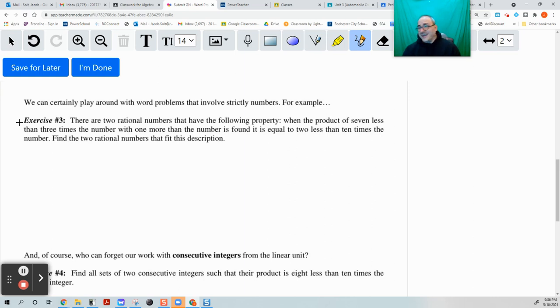Goodness gracious. Let me try to pick this apart. Well, what's a rational number? At least I know that I'm going to get a number that terminates nicely or that follows some kind of pattern.